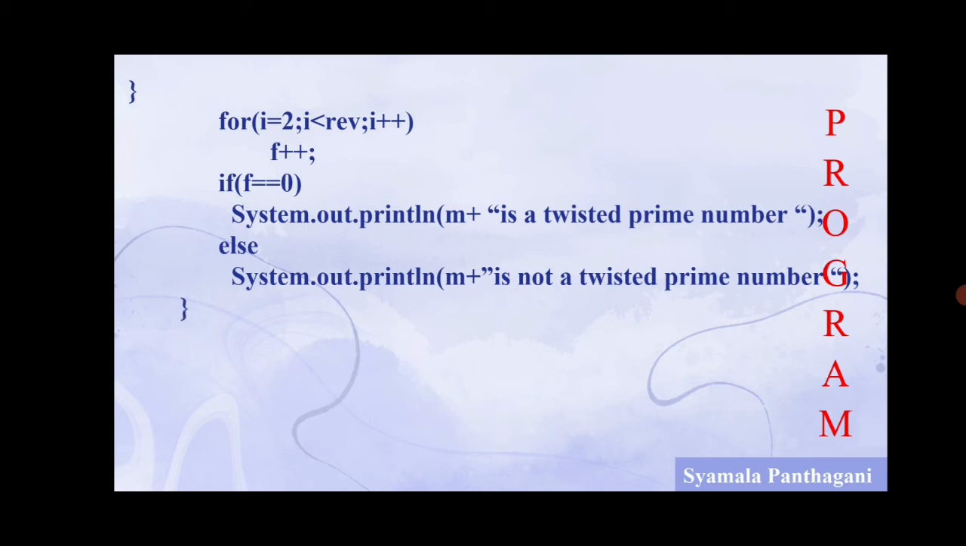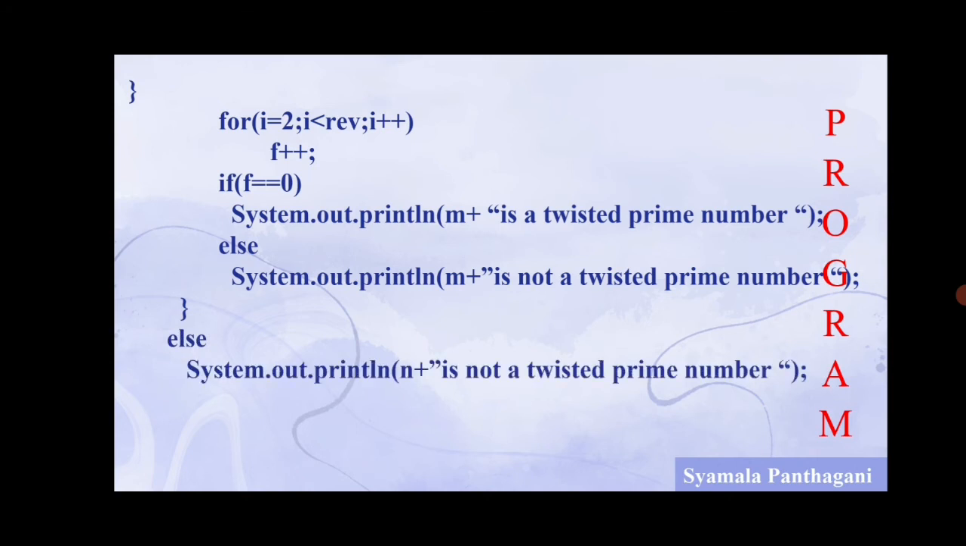If the given number is not a prime number, then what do we have to print? System.out.println(n is not a prime number). n is not a twisted prime number. Closing bracket for the main method and another closing bracket for the class. This is all about the twisted prime number.